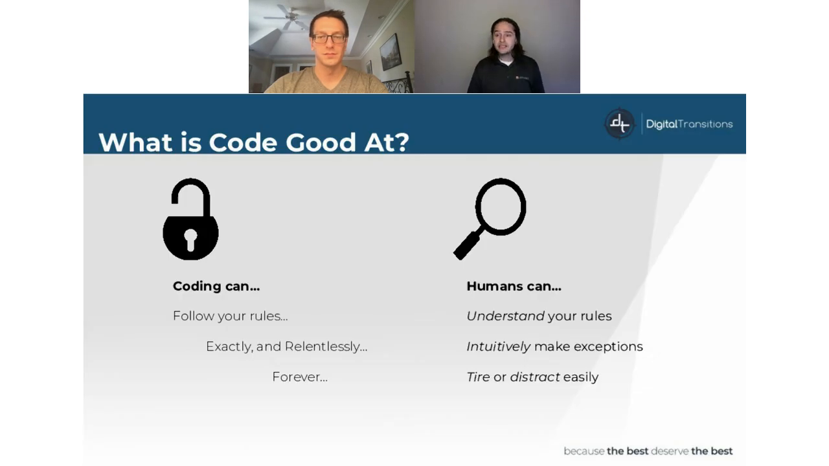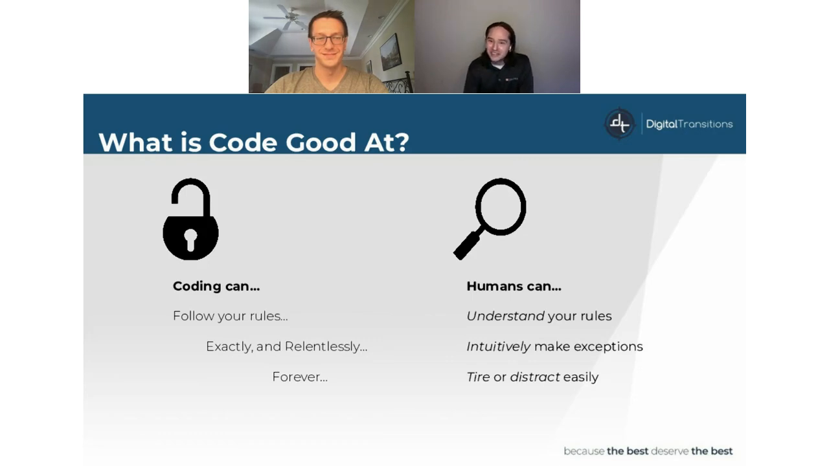So let's say we've identified a repetitive task that is taking a lot of time. How do we know if that task is well-suited to coding? Let's look at what code can and can't do. Coding can follow your rules exactly and relentlessly forever and ever, if you never tell it to stop, ever. This is the singular strength and weakness of code.